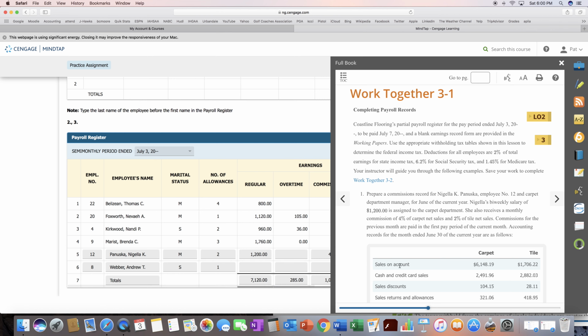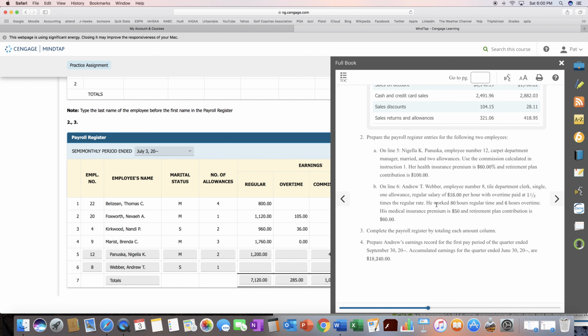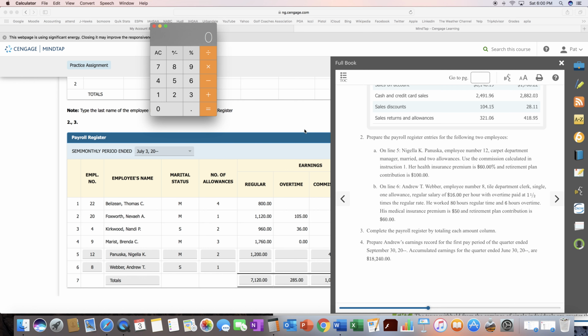All right, so we've got to figure out what the deal is with Andrew. It says here, Andrew has a regular salary, 16 hours. He's employee number 8, single 1. Okay, so we need to find out his regular pay. $16 an hour. He worked 80 hours. So you take the calculator: $16 an hour times 80 hours. We get 1,280. So that is his regular pay.